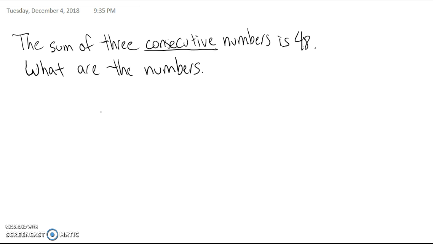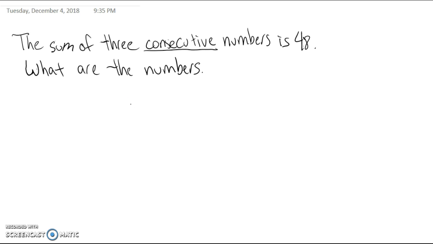And the sum basically is the answer of an addition equation. So the sum of 1 plus 1 equals 2. Okay, yeah? I think you're with me right now.